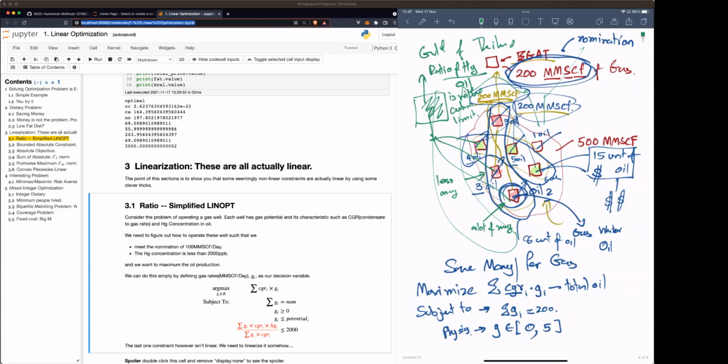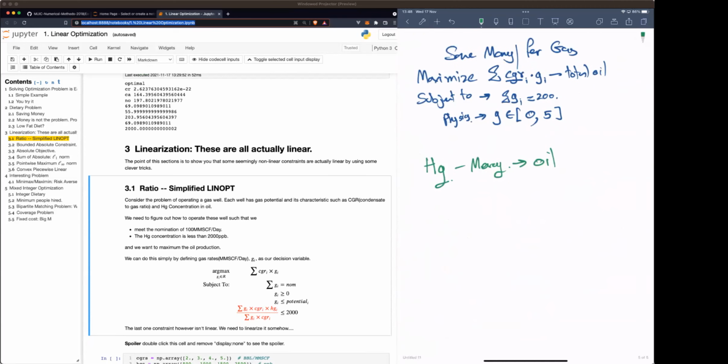This is like real life. You want to make sure that the ratio of the mercury to oil is within a certain limit. Okay, so far so good, right? If you produce more oil, you can produce more mercury, but as long as you keep it within the ratio. Okay, so here's the thing. Here's how you calculate the mercury concentration.